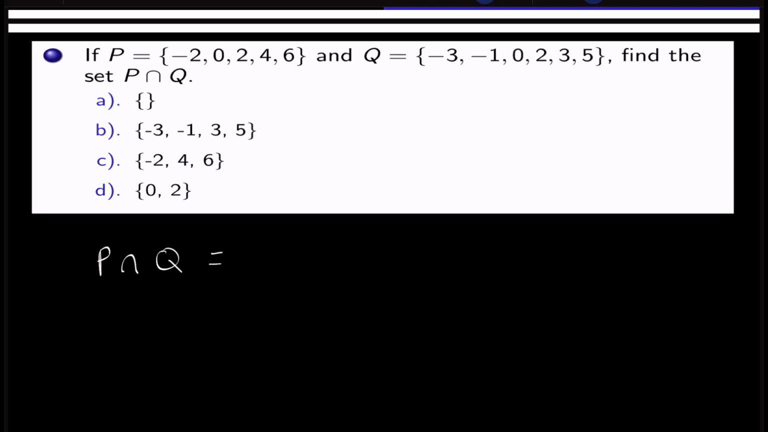So from these sets, we can see that 0 is in Q and it's also in P. So we are going to have here to be 0. Now let's check again. We have 2 in the set P and 2 is also in the set Q. Thus we are going to have 2 also being in the set of P intersection Q. So as we can see, these are the two elements that are in both sets. So thus P intersection Q is 0, 2. And so the correct option is option D.